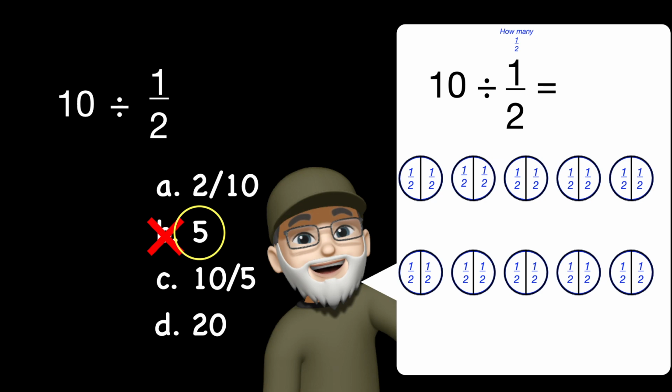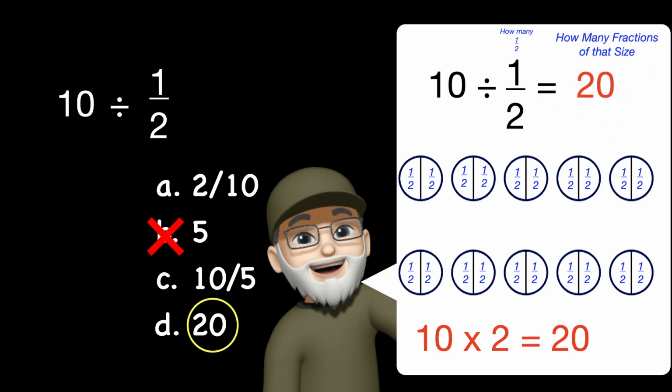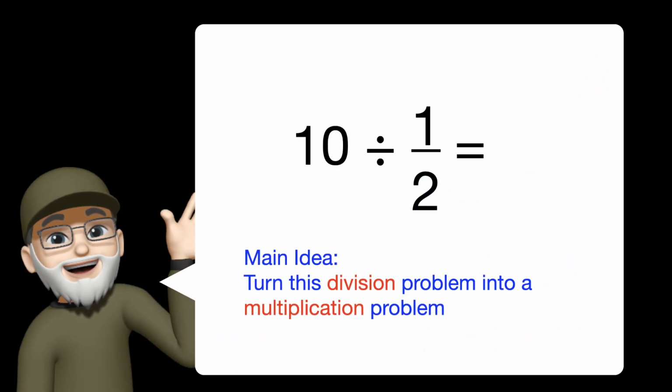If we were to take the 10 circles and multiply it by 2 halves for each circle, we would get the answer of 20. Notice that we took a division problem and we turned it into a multiplication problem, which is what we're doing today.